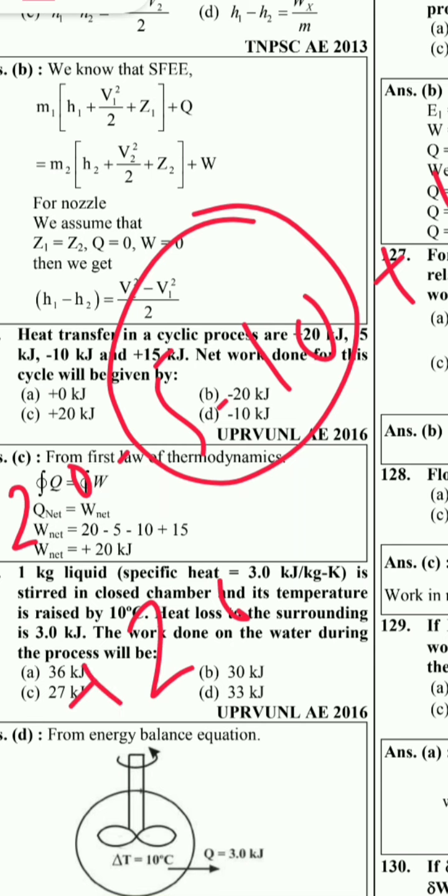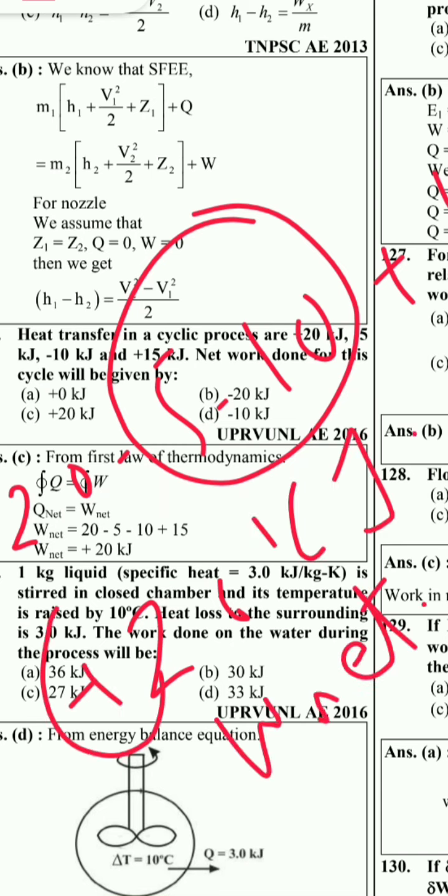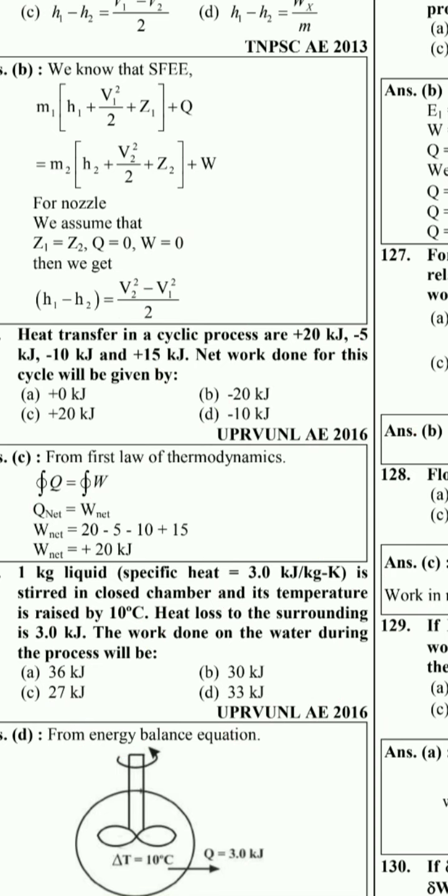it all comes out to be plus 20 kilojoule. So net work done will be 20 kilojoule. It is positive, that means work is done by the system onto the surroundings. So here plus 20, that is option C, will be the right answer.